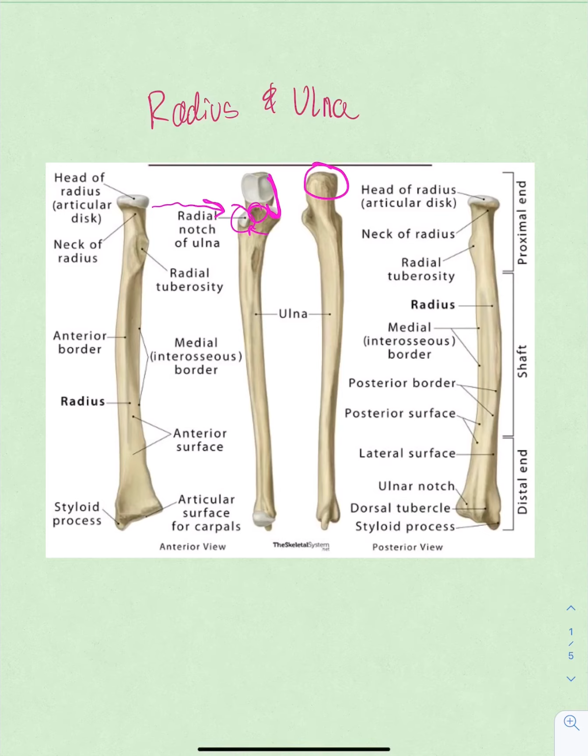Moving on to the radius, we have a smooth, cylindrical head that articulates with the capitulum of the humerus and radial notch of the ulna, as we just mentioned. Moving inferiorly, we have the neck of the radius, and then we reach the radial tuberosity, which serves as an attachment point for the biceps brachii muscle.